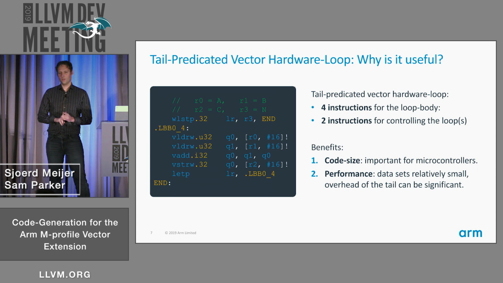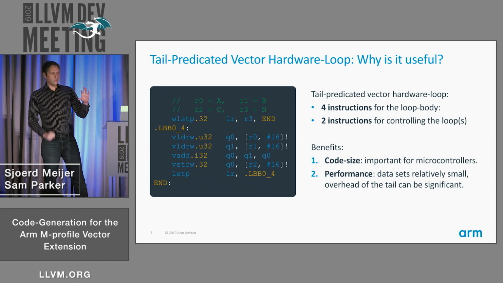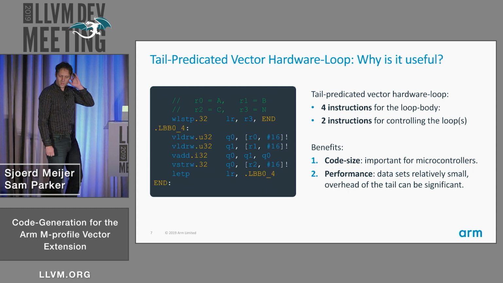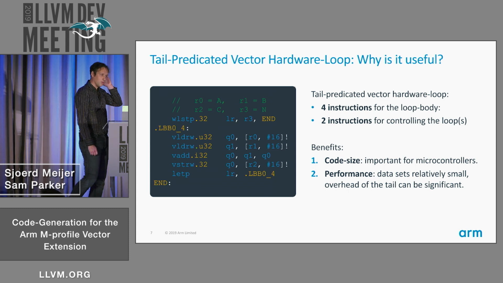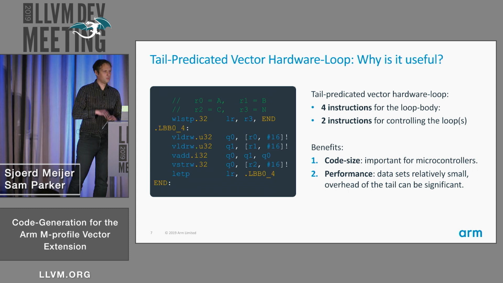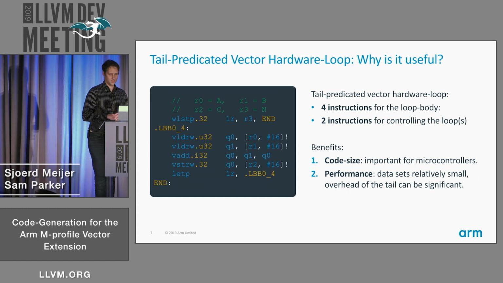It does 2 vector loads of A and B. It does a vector add for that and a store to C. And then we have only 2 instructions for loop control. The first one is a hardware loop, a while loop start, and TP means tail predicated. So we set up the number of elements to be processed, and then this takes care, kind of under the hood, to set the active, inactive lanes that I talked about in the previous slide.